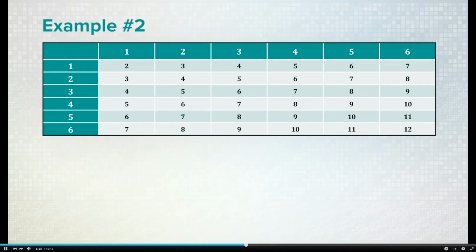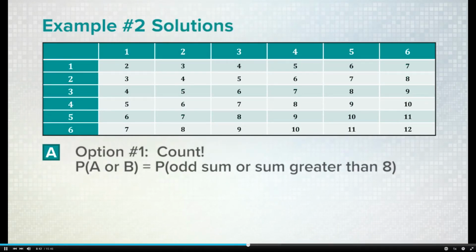As I suggested in the disjoint events lesson, whenever you're talking about the sum of 2 dice, make a chart of possible outcomes. Remember, it looks something like this. To answer part A, option 1 is to just count using our chart. I want to know what's the probability of getting an odd sum or a sum greater than 8.